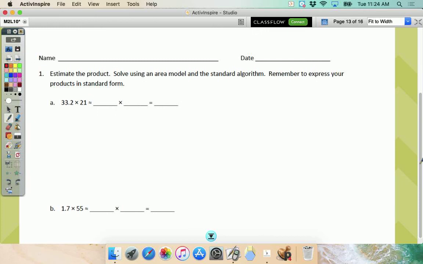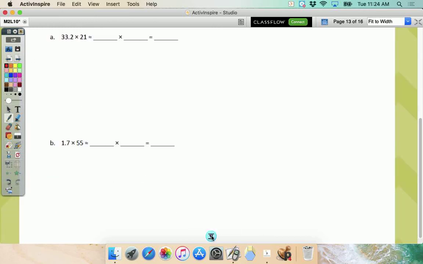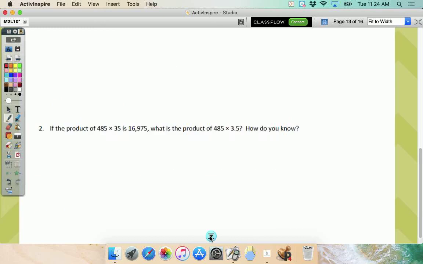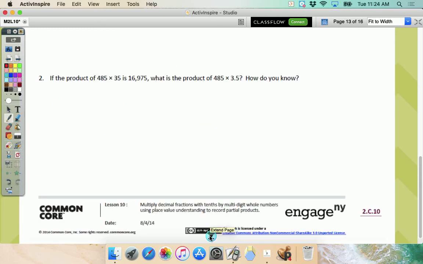Okay. So in looking at the exit ticket, I want to talk to you about number 2. We're not going to actually do number 2 for grade. We'll just talk about it. So put your pencils down, all of you, because I know you sneaky ones are going to try and do those other problems. Okay? But this is important stuff here. So if I take 485 times 35 and get this answer, 16,975, okay? This is ones, right?